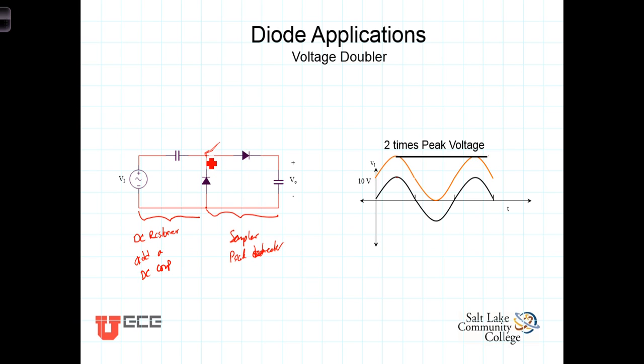The voltage here is oscillating. Here's our input voltage. Here at this point, it's oscillating with that DC component added in, and the second part of it samples the peak and holds the peak. So the output here is going to be a constant, at least after the first couple of cycles. The output here is going to be a constant equal to 2 times the peak voltage coming in.